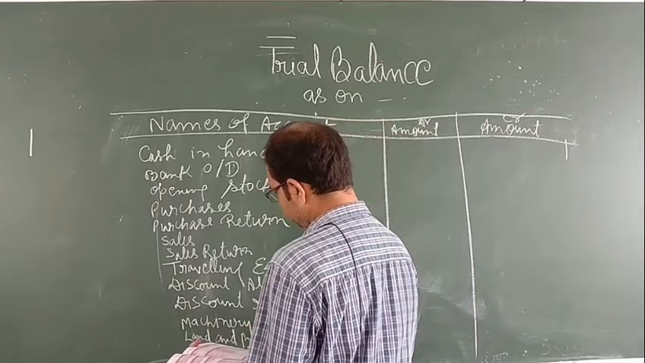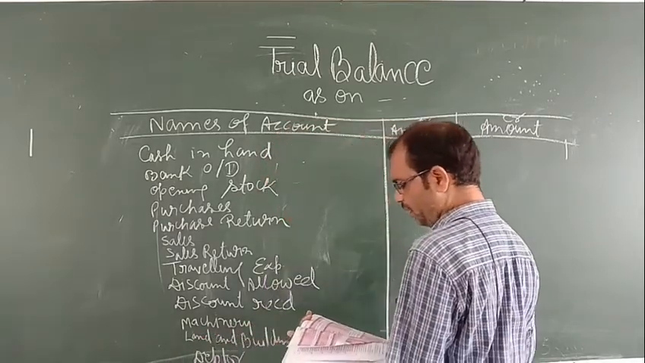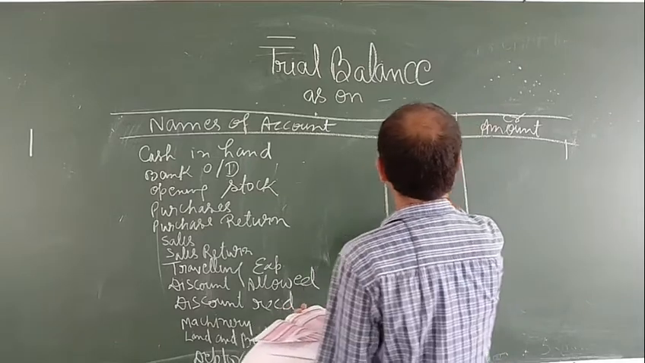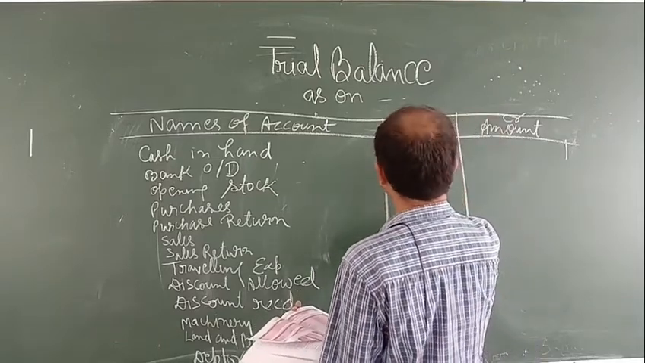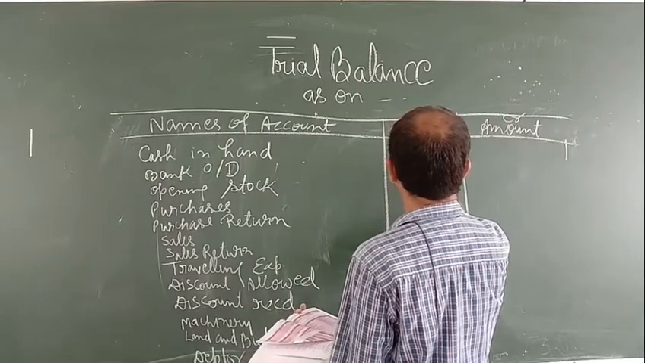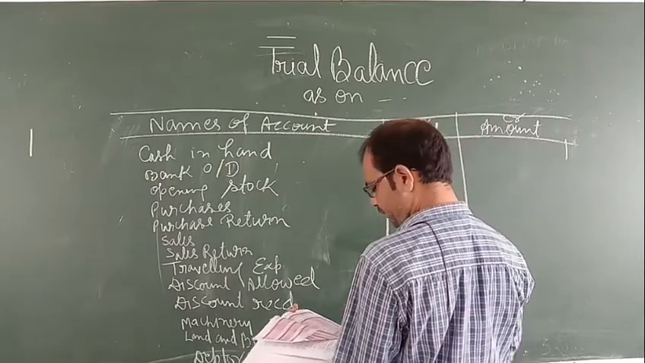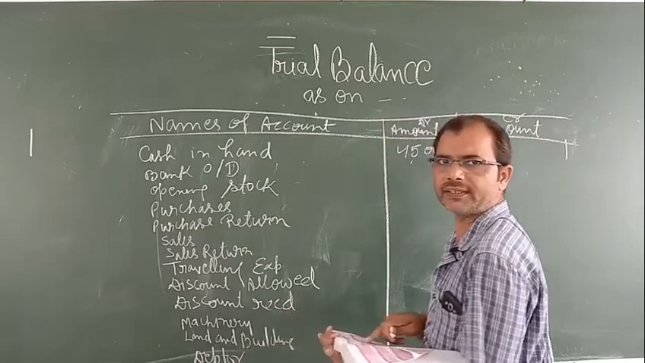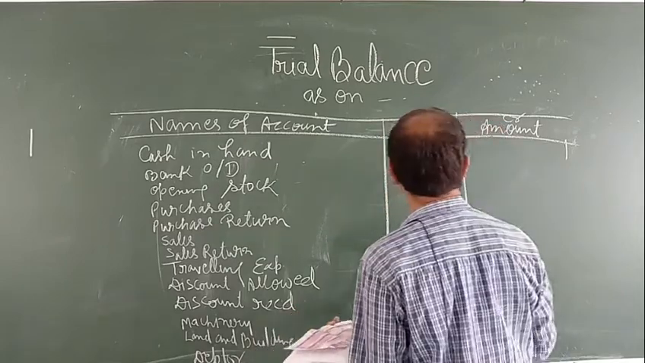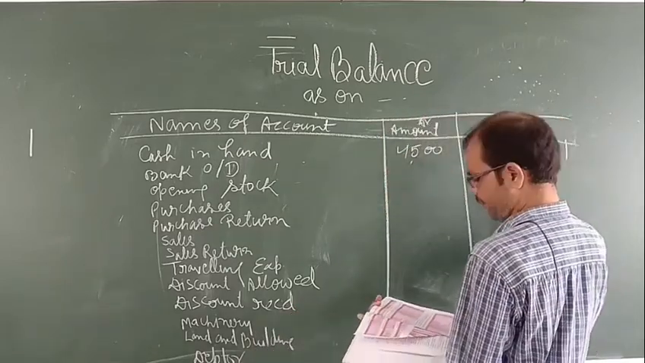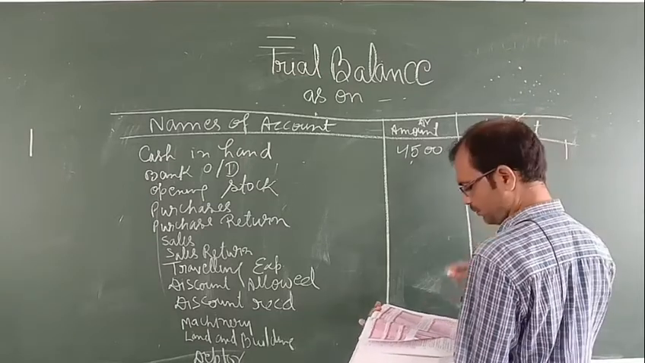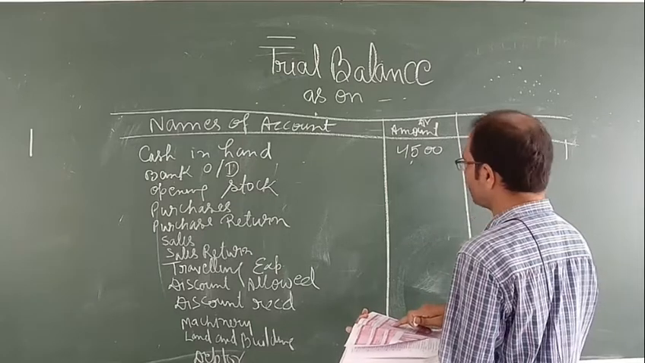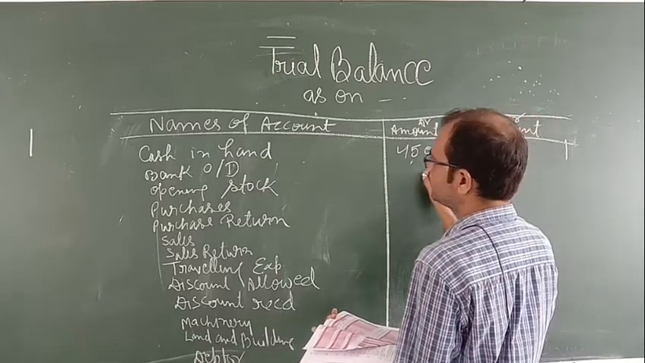After doing this we will write here all the accounts' amounts. Cash in hand, this is an asset, so we'll write here 4,500. Bank overdraft, it is a liability and it will come in the credit side, 8,000 rupees. Opening stock 20,000, this is an asset.